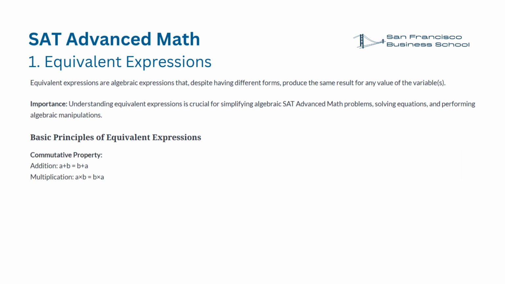Commutative property. Addition: a plus b equals b plus a. Multiplication: a times b equals b times a. Associative property. Addition: a plus b plus c equals a plus b plus c. Multiplication: a times b times c equals a times b times c. Distributive property. a times (b plus c) equals a times b plus a times c.